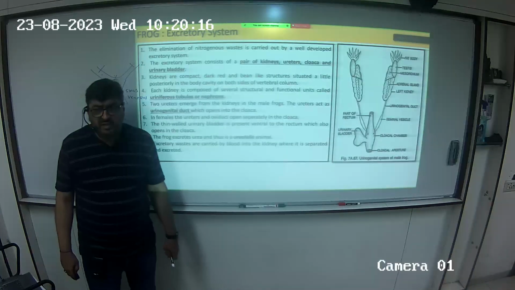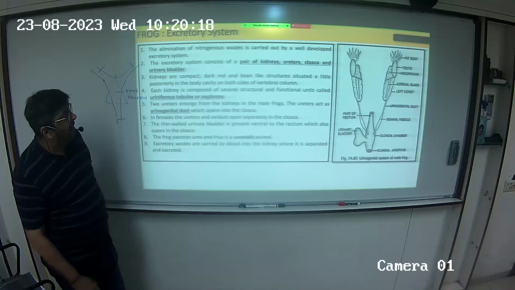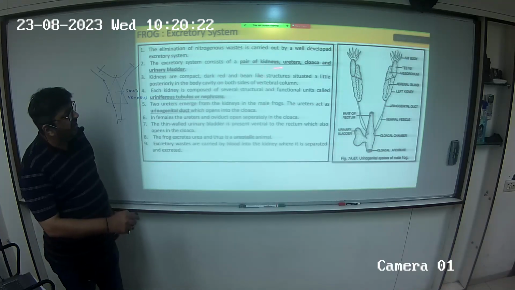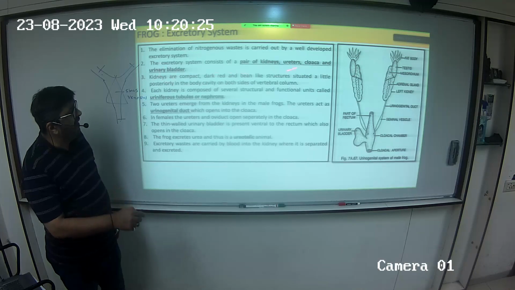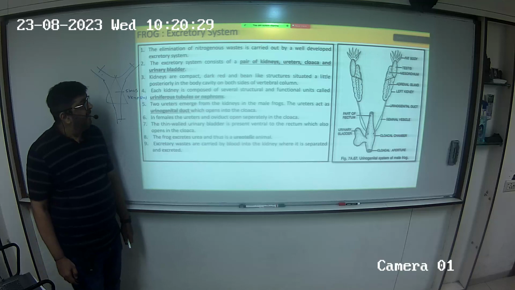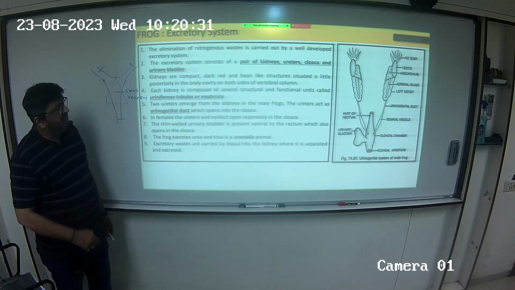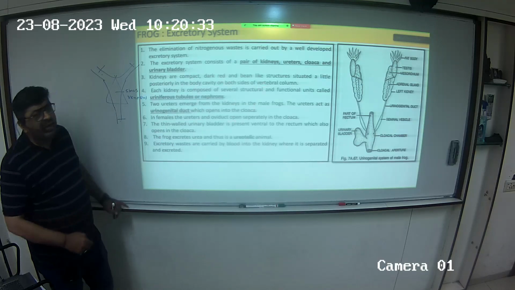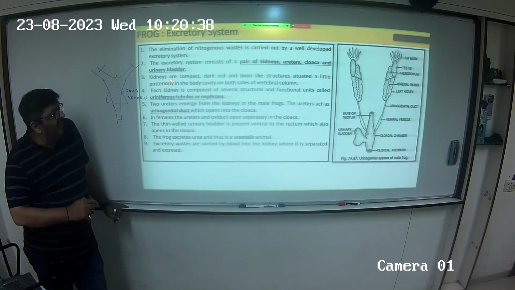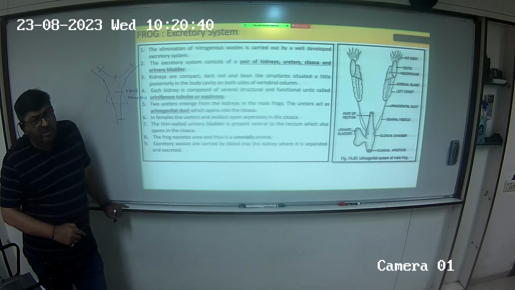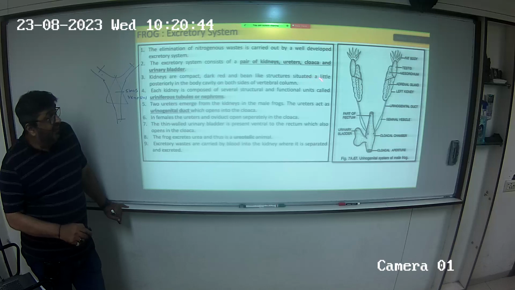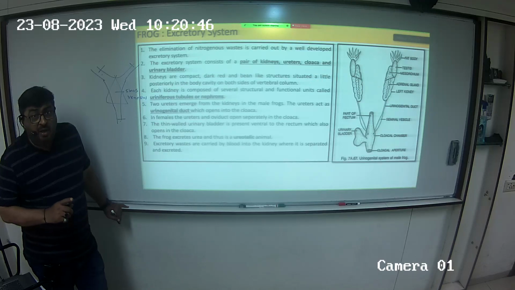The excretory system. Pair of kidneys, ureters, urinary bladder and cloaca. Kidneys are compact, dark red, bean-like structures situated a little posteriorly in the body cavity on both sides of the vertebral column. That is common. A little posteriorly, not completely posterior.